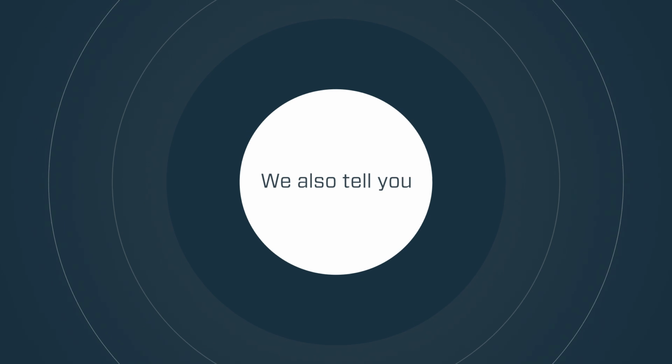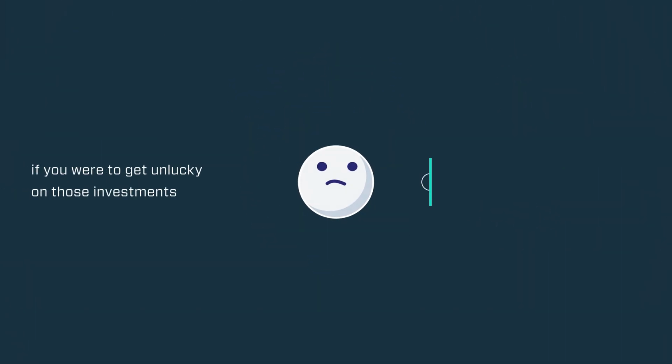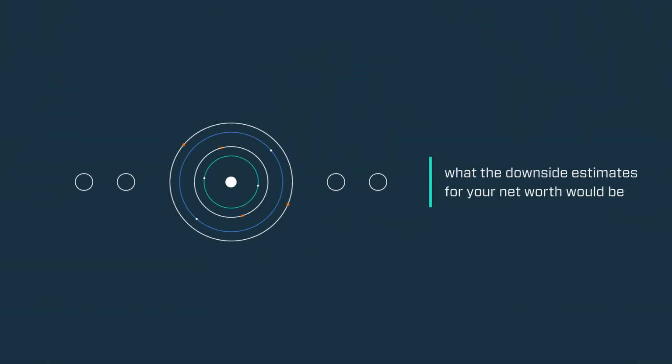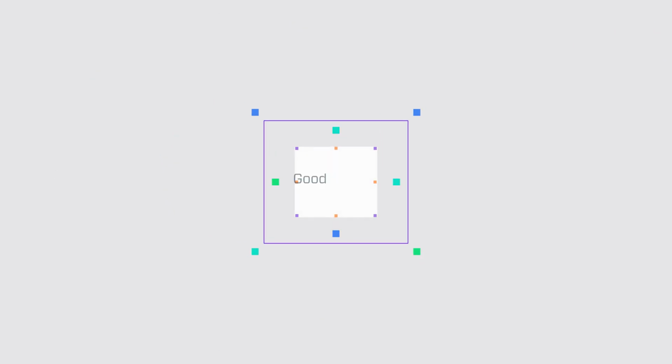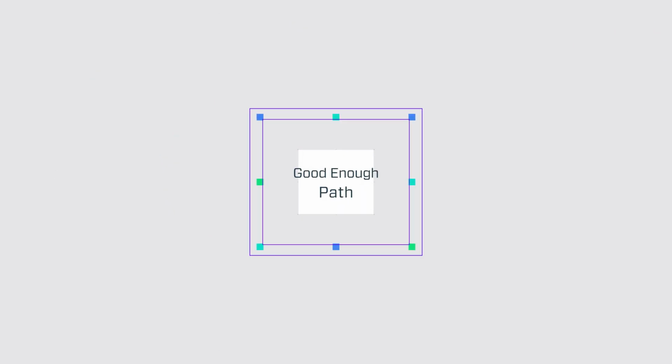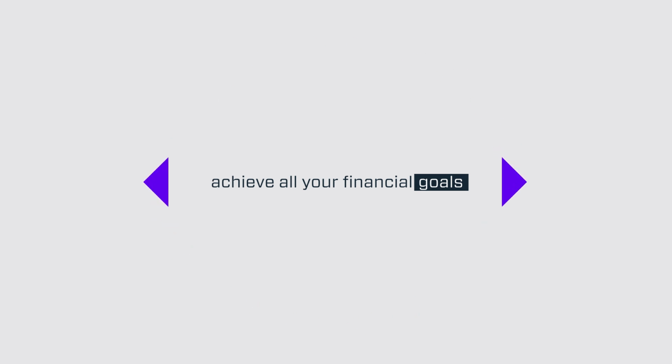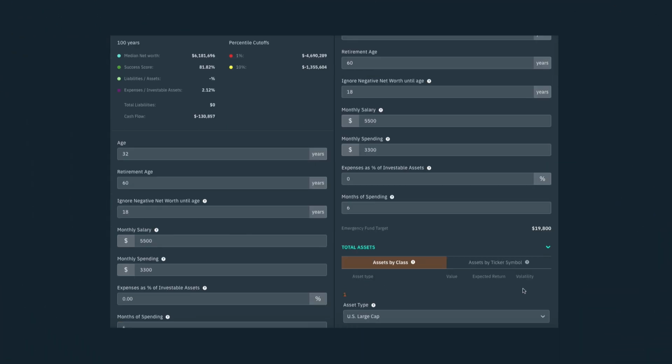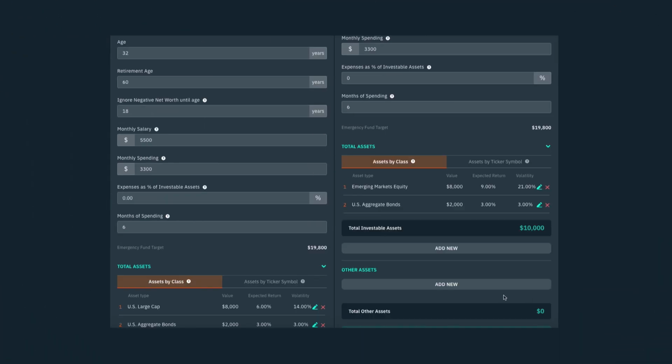We also tell you if you were to get unlucky with those investments, what the downside estimates for your net worth would be. Hopefully you're on a good enough path that even if you were to get unlucky, you could still afford your lifestyle and achieve all your financial goals. If not, you can play with the simulation inputs to see what it would take to achieve that level of security.